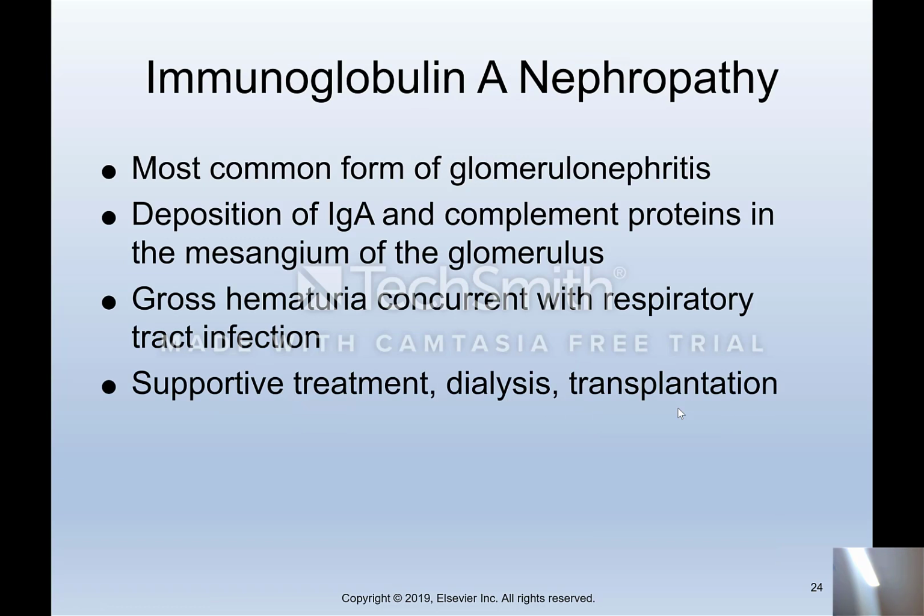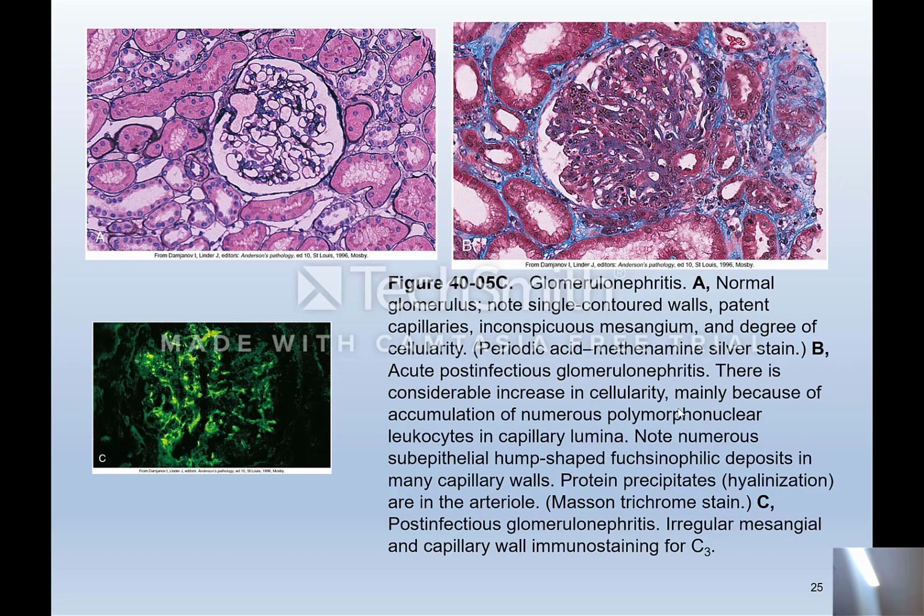Immunoglobulin A nephropathy is the most common form of glomerulonephritis in children, with deposition of IgA and complement proteins in the mesangium of the glomerulus. There is gross hematuria concurrent with a respiratory tract infection. Treatment is supportive, with dialysis and transplant if needed.